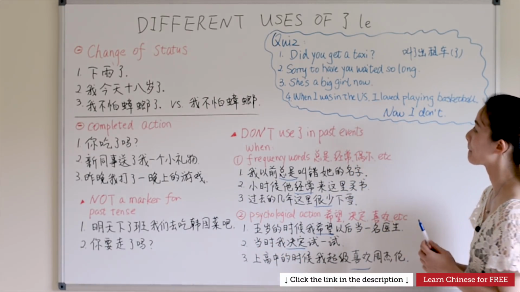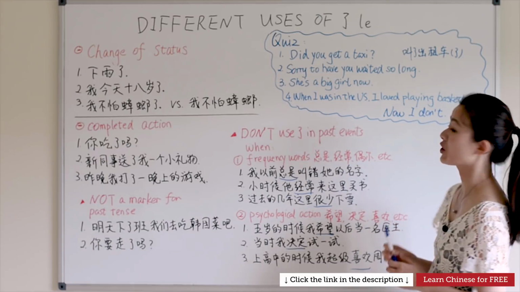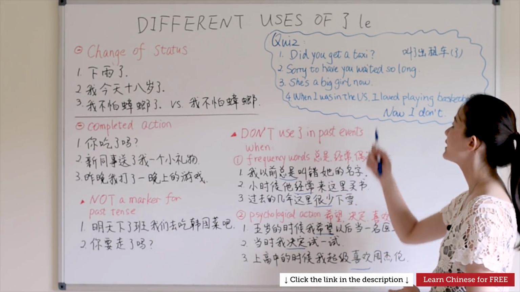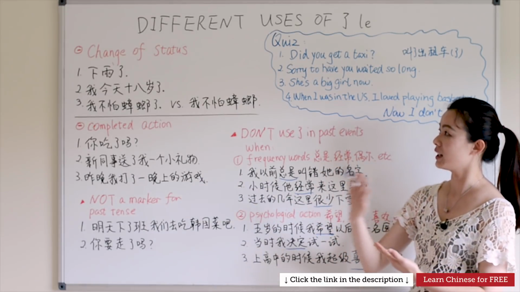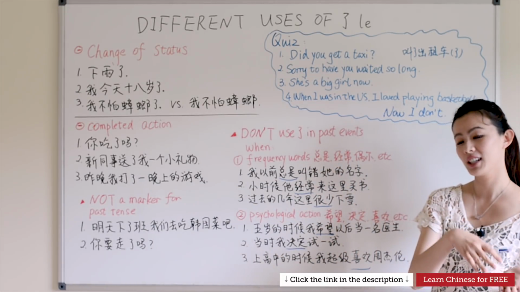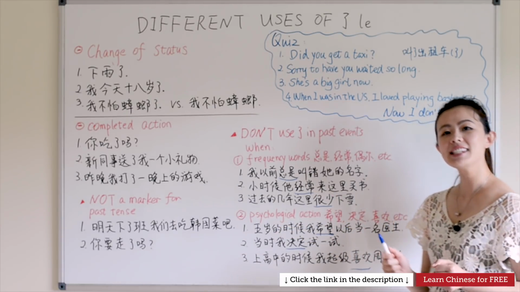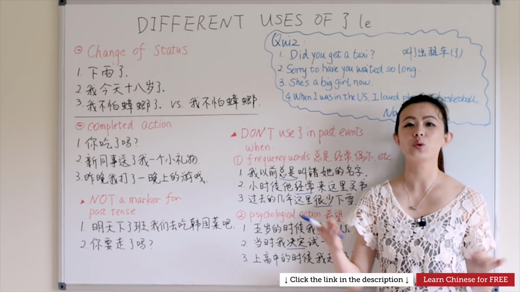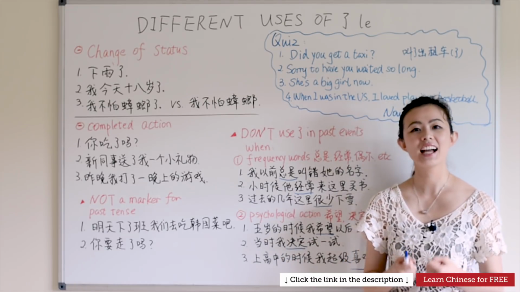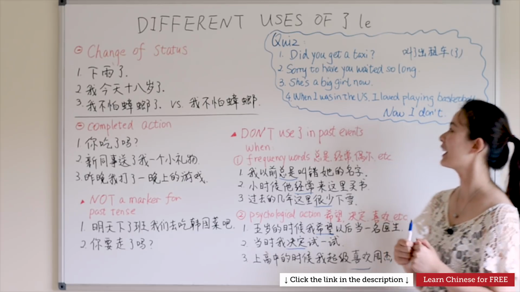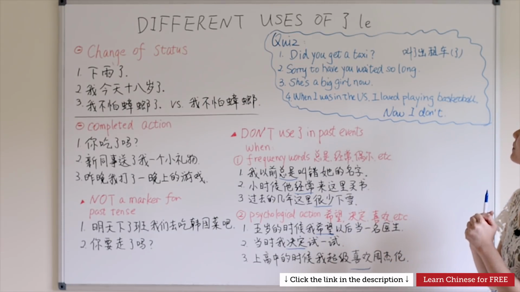Okay, the third one. She is a big girl now. See, now it indicates a change. She was a little girl, now she's a big girl. So we can say, 她现在是个大女孩了。她现在是个大女孩了。Okay, now let's move on to the last one.